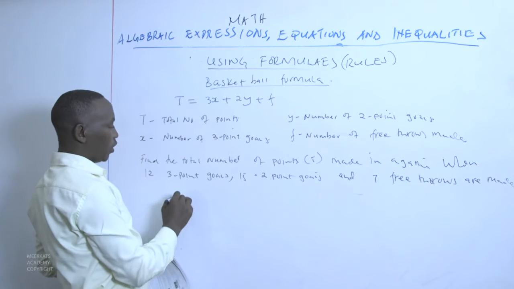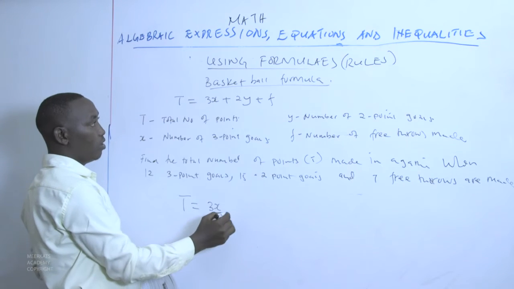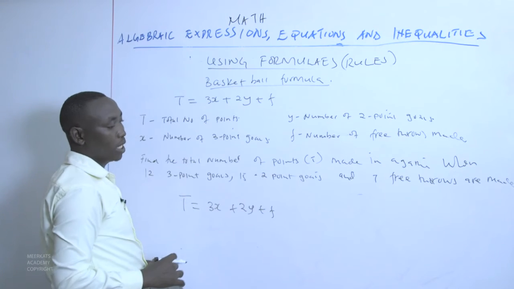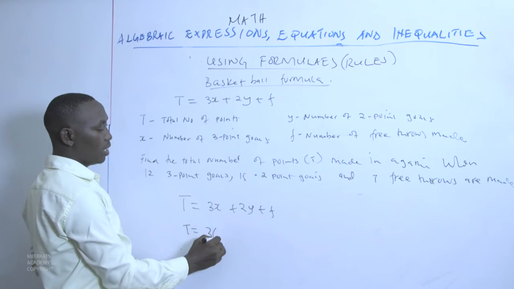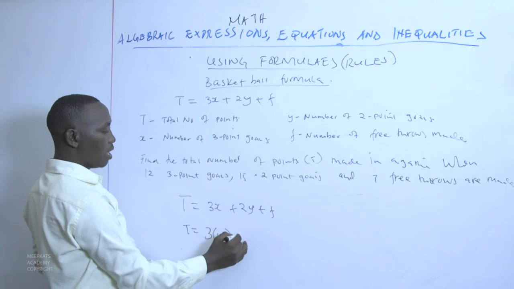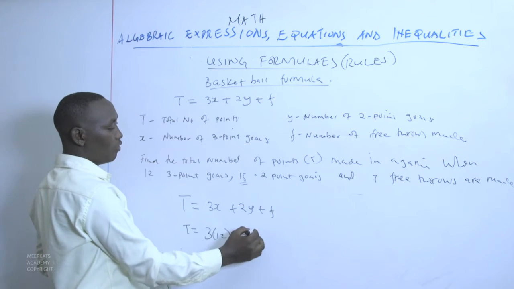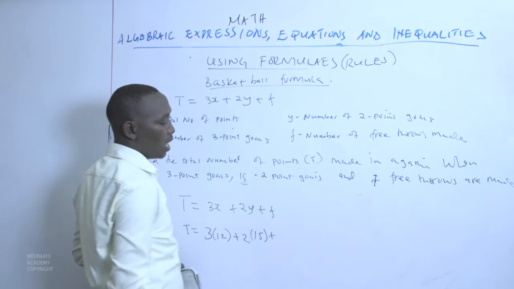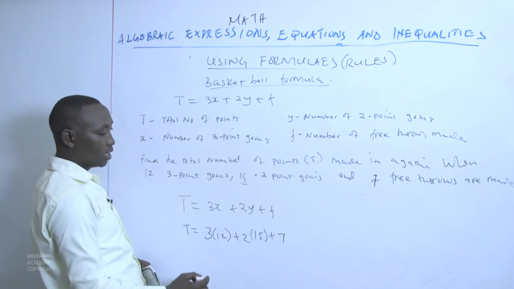So we say that the formula is T is equal to 3x, x representing the total number of 3-point goals, plus 2y, y representing the number of 2-point goals, plus f representing the total number of free throws. So our total points for this particular team will be 3 multiplied by x, and our x, we have been told, is 3-point goals, which were 12, plus 2 multiplied by the value of y, which is 2-point goals. We were told that there were 15, plus the total number of free throws. We were told that this team had 7 free throws, and you can consider that 7 is a constant, it is not changing.